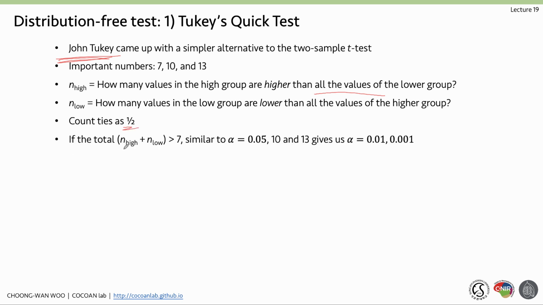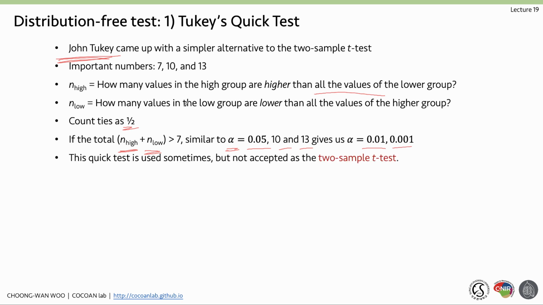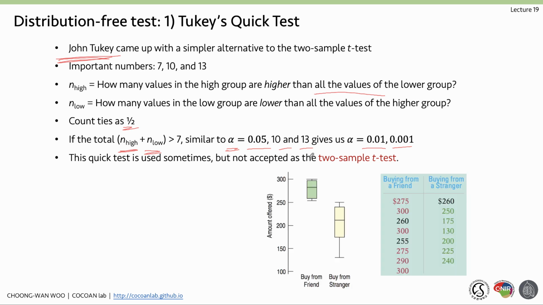If the total number of n high plus n low is larger than 7, that is similar to alpha 0.05. And 10 and 13 give us alpha 0.01 and 0.001 respectively. And this quick test is used sometimes, but it is not as popular as the two sample t-test. It was useful when we didn't have any software, but now we have software and programming computers, so we are not using this many times.